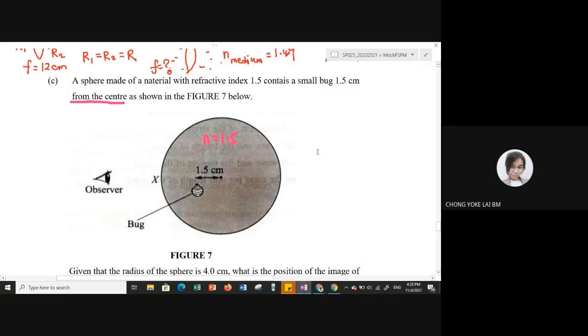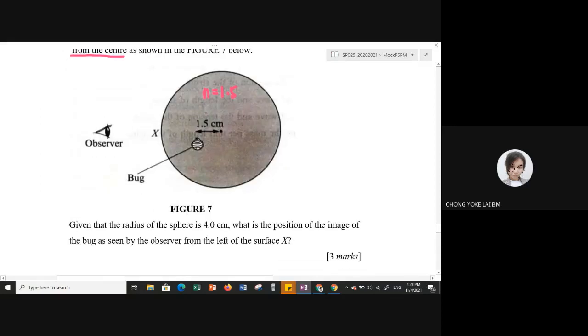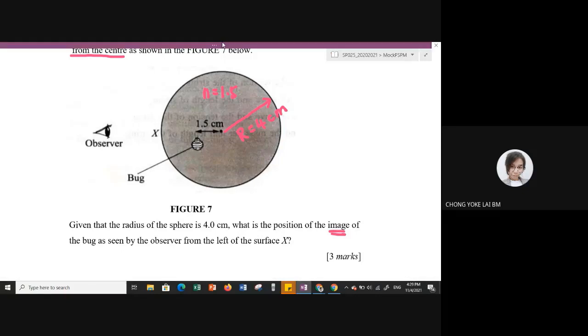Okay. So, given that the radius of the sphere, what is the radius of the sphere? So, the radius of the sphere is 4 cm. So, what is the position of the image of the bulb as seen by the observer from the left of the surface X? So, kalau ada seorang observer, dia tengok benda ni, so dia akan nampak image untuk bulb ni dekat mana? Dekat mana? So, kita nak cari.